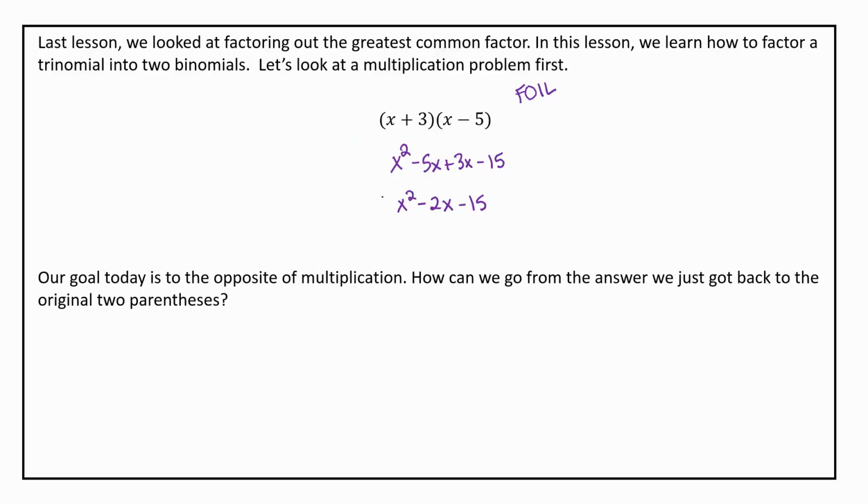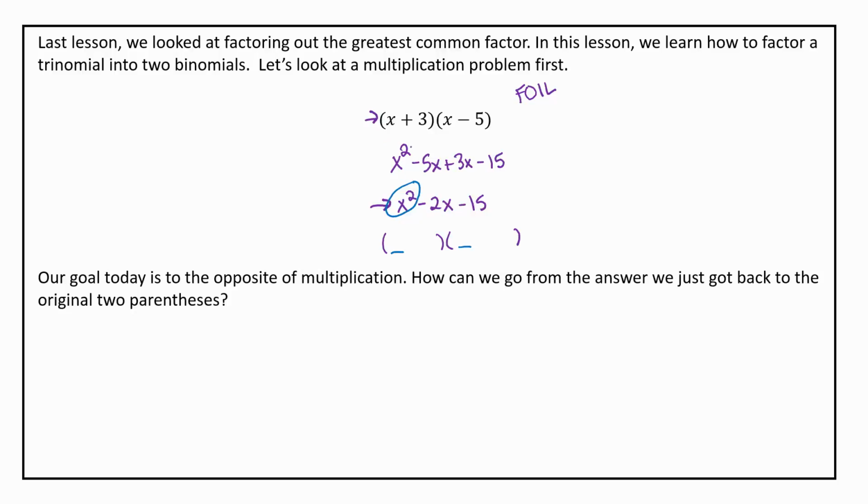So in today's lesson, we're going to start with this, and we're going to try to work our way backwards to get to this. And that might seem like a really hard thing to do at first, but it's actually not that bad. If I have a trinomial that I'm trying to factor, then I'm going to need two sets of parentheses. And in the first part of my parentheses should go what I multiply together to get x squared.